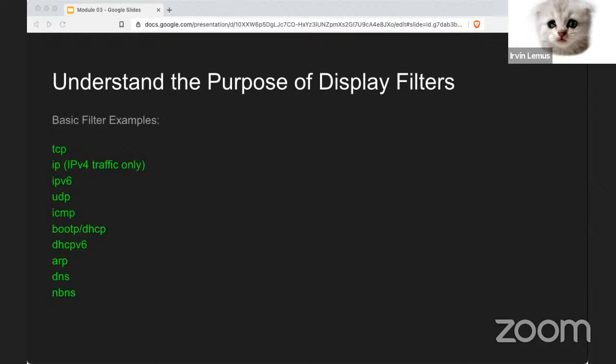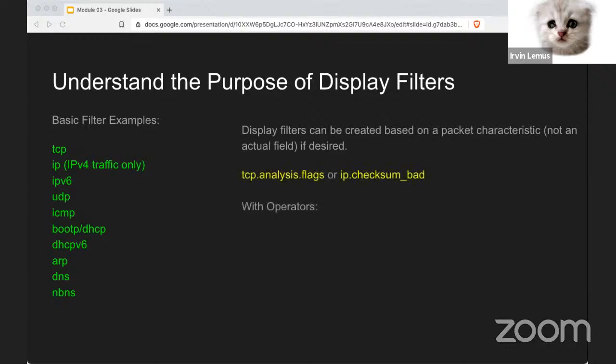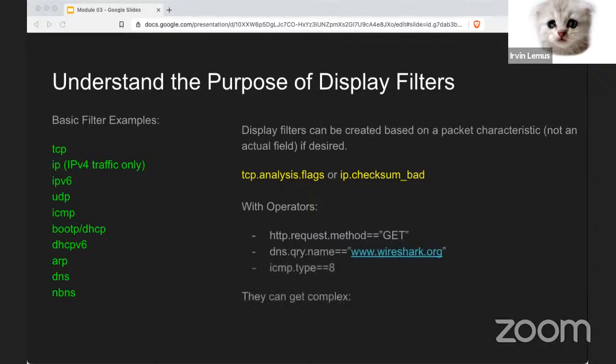Here are some basic filter examples, similar to the capture. Display filters can be created based on packet characteristics. It doesn't even have to be an actual field. So for example, you could do the TCP analysis flags, or you could also use operators as well. The crazy thing is you can get really complicated with these, and have filters do all kinds of stuff for you.